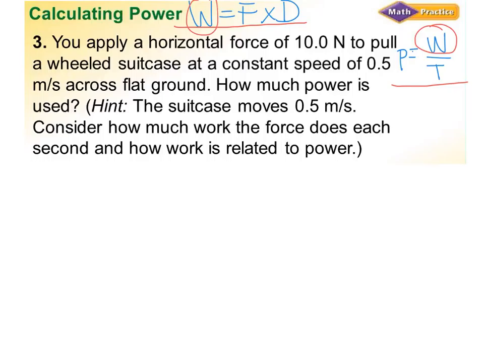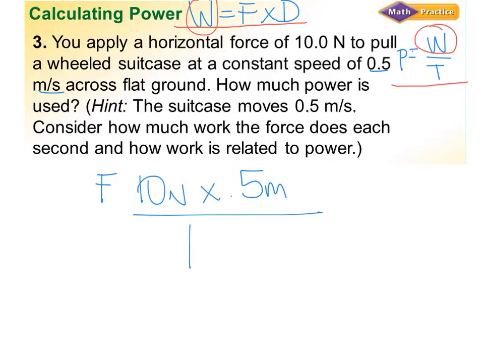Okay, let's start with the work formula. The force we are given is 10 newtons. So, 10 newtons is pulled at a speed of 0.5 meters per second. Now, notice that the suitcase moves at 0.5 meters per second. We're going to use this information to tell us that the force is actually being multiplied times 0.5 meters, and that this is happening for a time of 1 second.